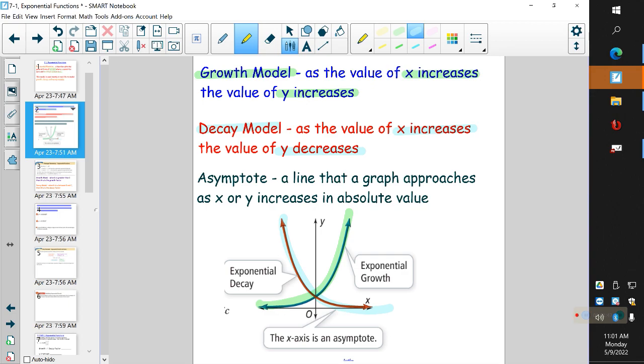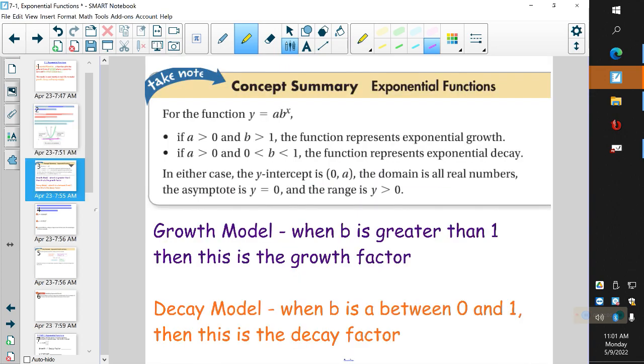An asymptote is a line of the graph that it approaches, but it never crosses. In this case, we're talking about this right here. It gets really close to the x-axis, but it is never crossing the x-axis. Now, with that being said, the biggest thing your mind needs to understand is that your a value is always going to be positive.